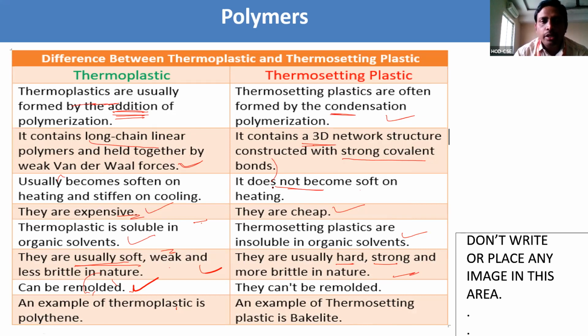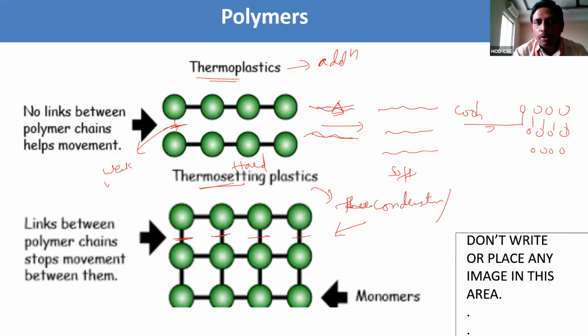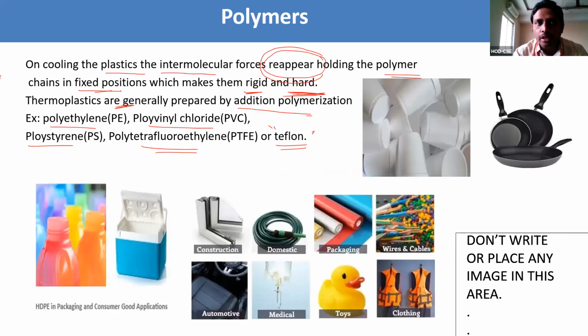Thermosetting plastics become harder on cooling, but do not become soft on heating. Thermoplastics are expensive, thermosetting plastics are cheaper. Thermoplastics are soluble in organic solvents; thermosetting plastics are insoluble. Thermoplastics are usually soft, weak and little brittle, while thermosetting plastics are harder, strong and more brittle. We can remold thermoplastic resins, but we cannot remold thermosetting plastics. The example for thermoplastic is polythene, and for thermosetting it is bakelite. This is about the differences between thermoplastic and thermosetting resin.